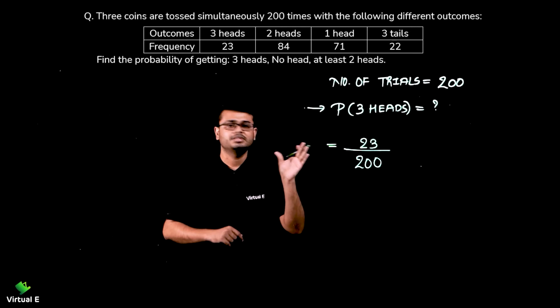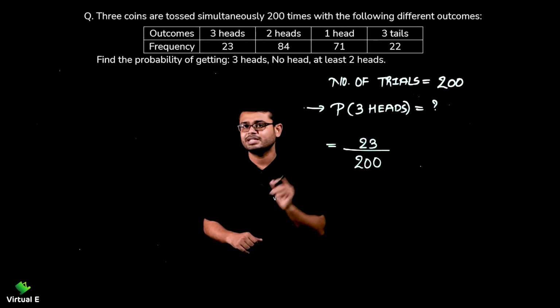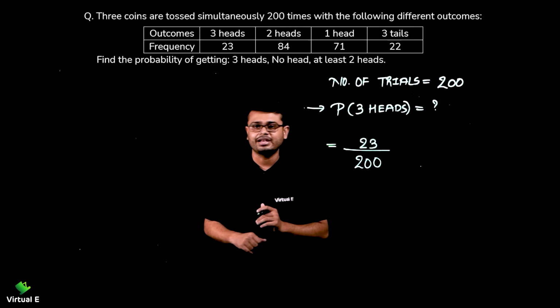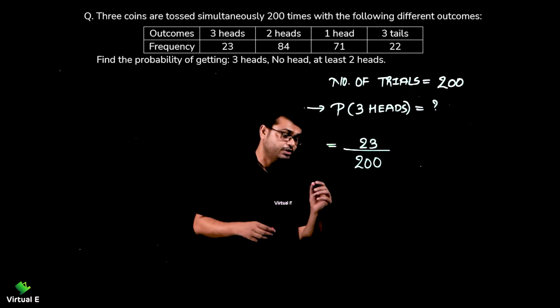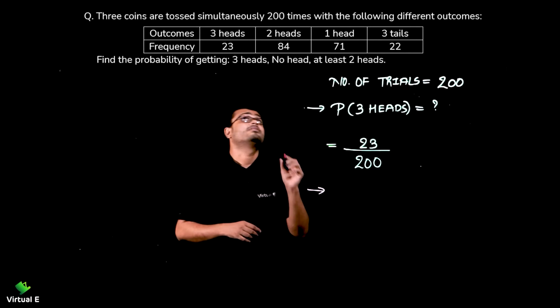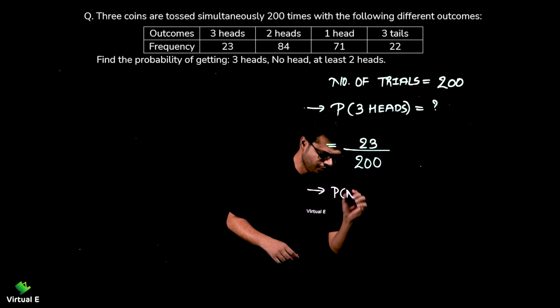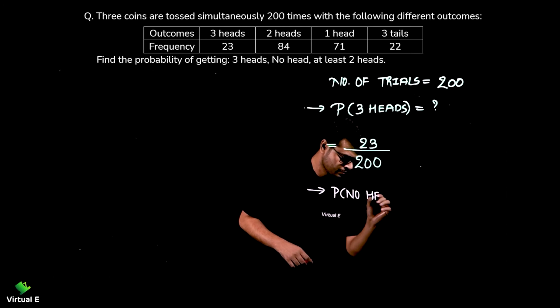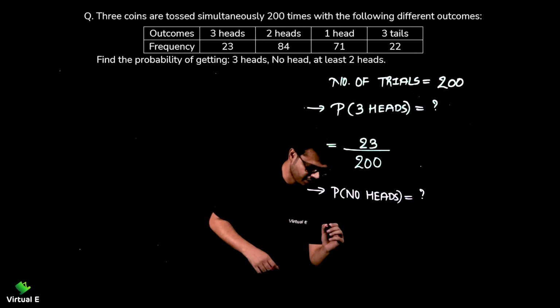Now 23 is a prime number, right? So we won't be able to do any kind of cancellation. So this is the final answer. That was the first one. Now let's move to the second one: probability of getting no heads.